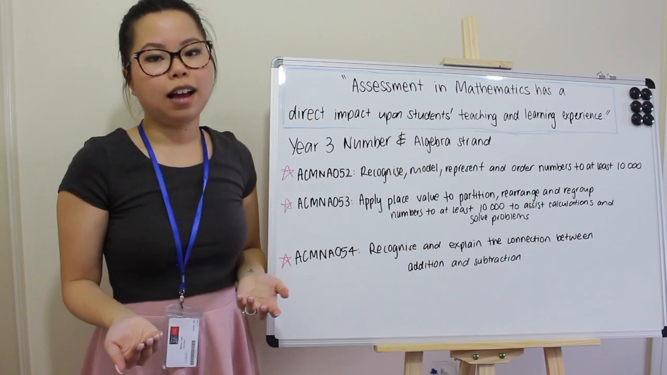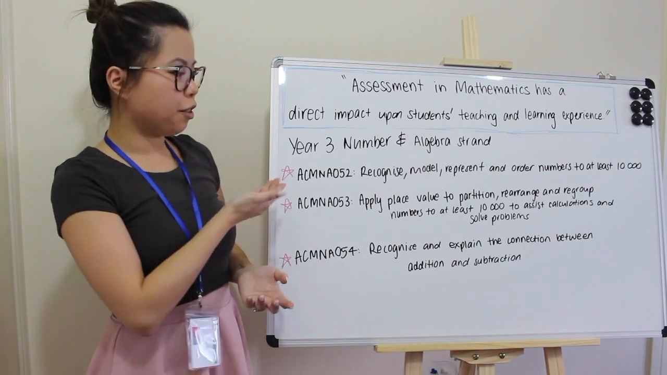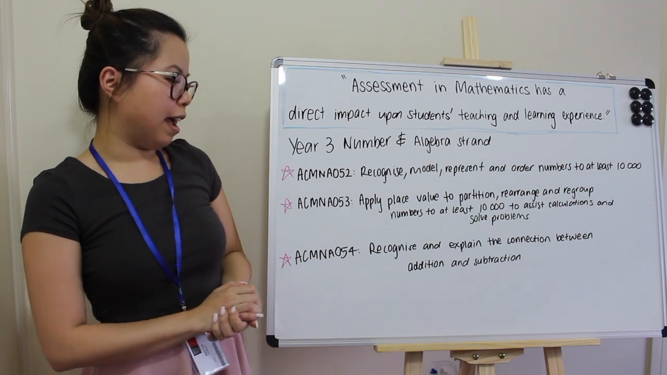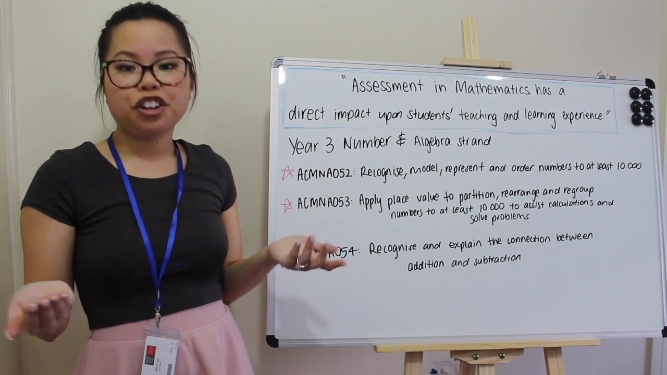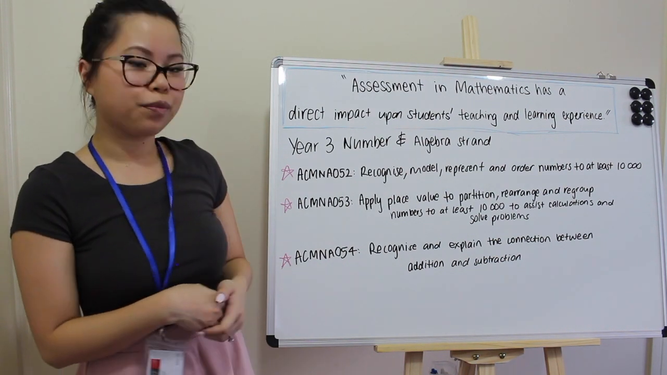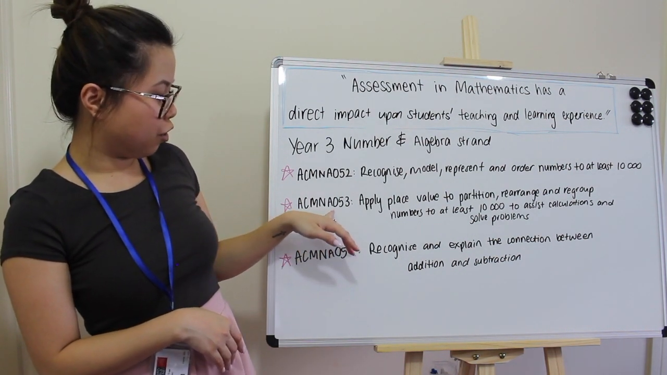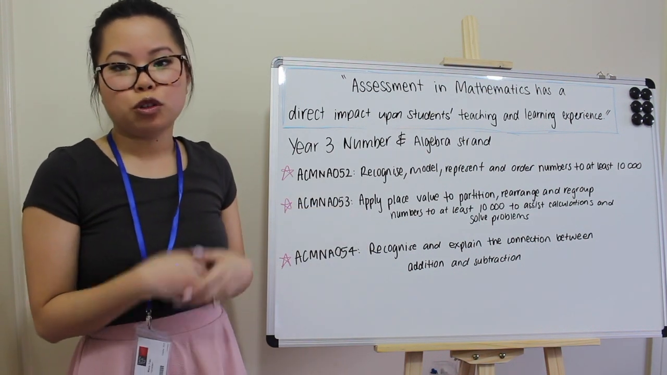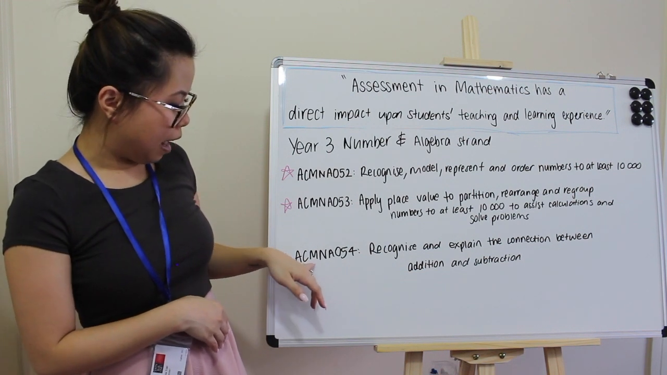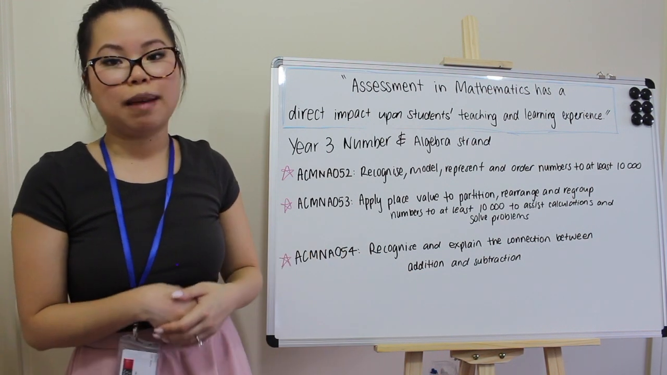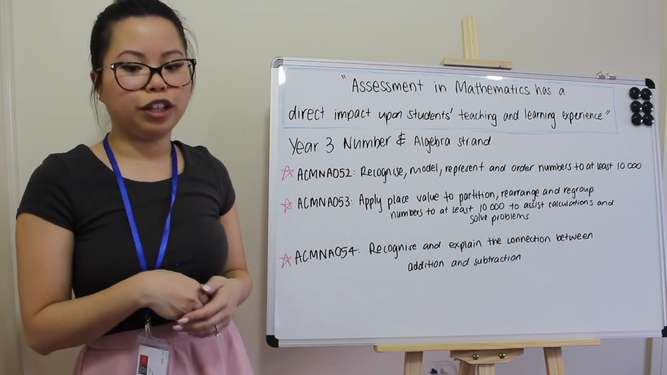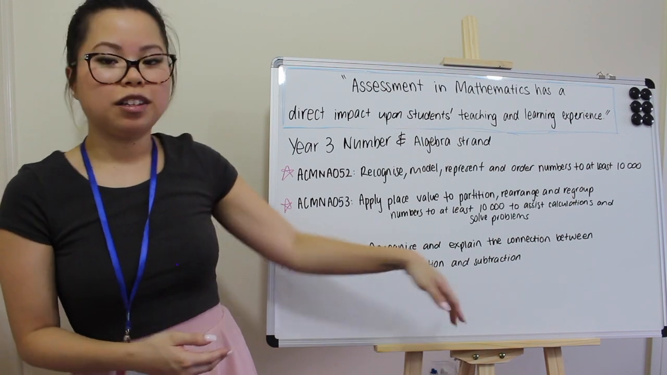An example of utilising a portfolio is by having a look at the Year 3 number and algebra strand. With content descriptor ACMNA052, you may use photo evidence accompanied with a written reflection by the student for this content descriptor. For ACMNA053, you may be able to use worksheets which can be included in the portfolio. And for ACMNA054, you may be using a written component such as a letter to a peer demonstrating their knowledge of the difference between addition and subtraction.